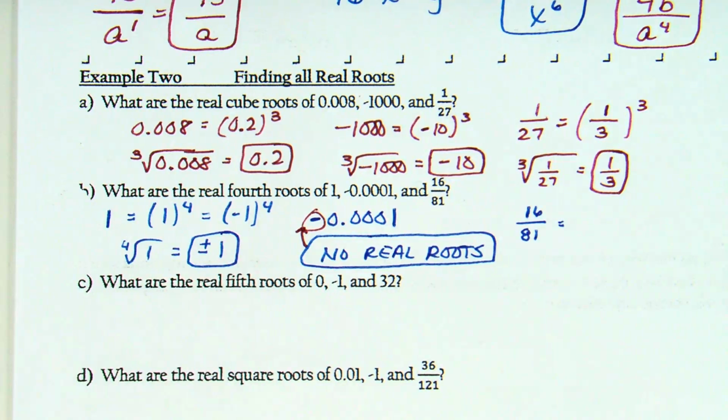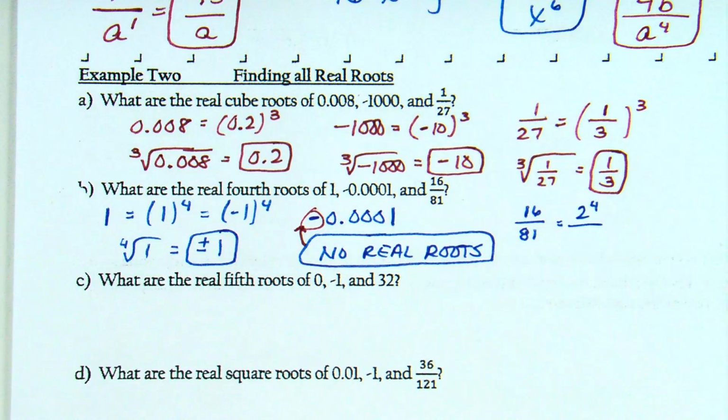Fourth root of 16. Can you come up with something that we multiply 4 times to get 16? 2. Remember, it was 3 to get 8, right? 2 times 2 is 4, times 2 is 8, times another 2 is 16. So the fourth root of 16 is 2. What about 81? 3. And if you're saying, whoa, how'd they know this? You'll get to know some of the basic ones as we go.